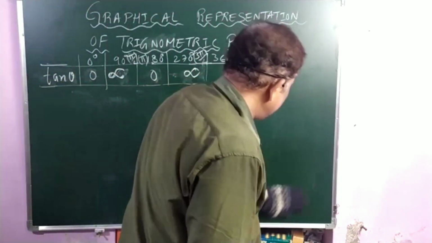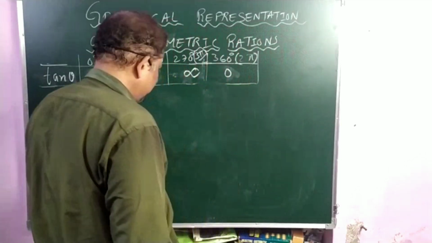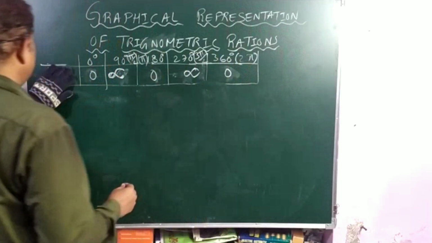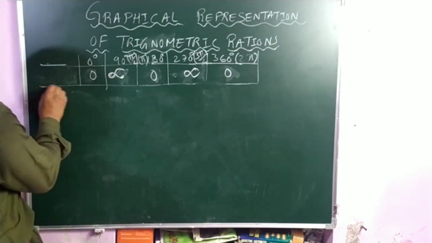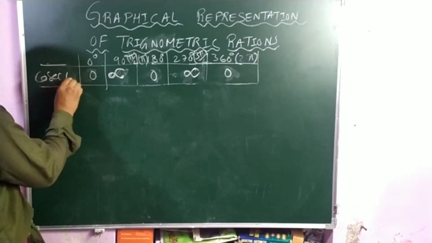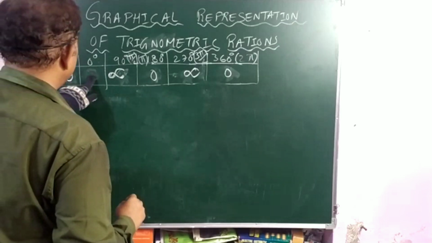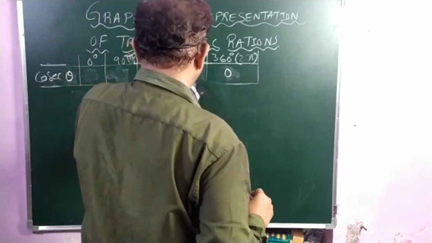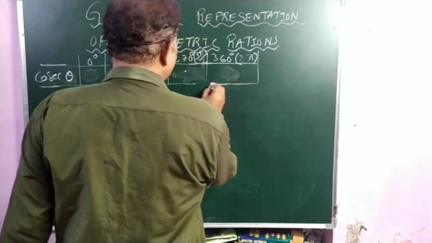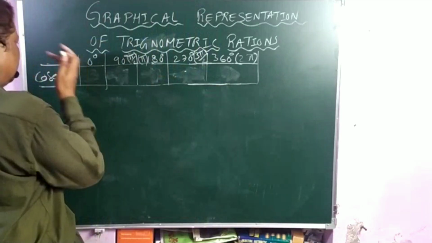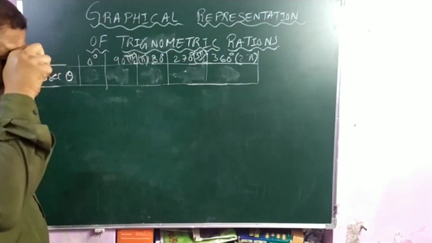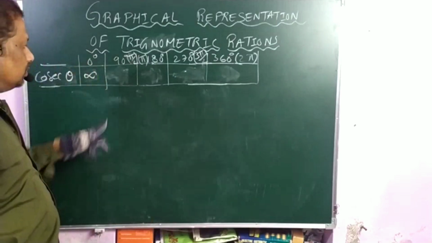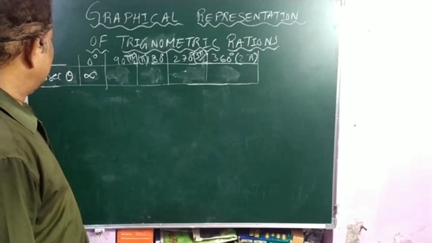So the values of cosecant we will see here. What are the cosecant values? Cosecant theta. Cosecant 0. It is the reciprocal of sine. So cosecant 0 is 1 by 0, reciprocal of sine 0, infinity. Next cosecant 90, 1.